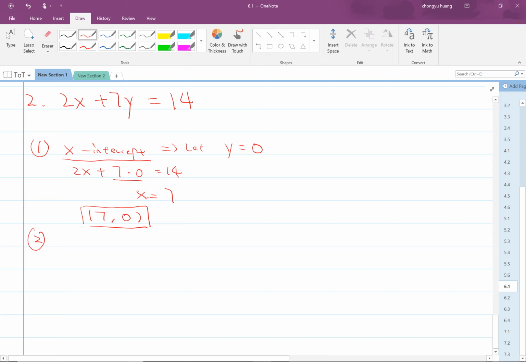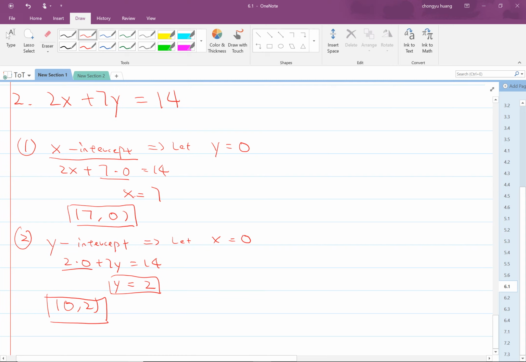And as I said before, the second point is much easier when you find the y coordinate. So for the y coordinate, let x equal to 0. You plug in 2 multiplied by 0 plus 7y equal to 14. 2 multiplied by 0 is simply 0, so y is equal to 2. So now the y coordinate is (0, 2). Now you have already found 2 points.